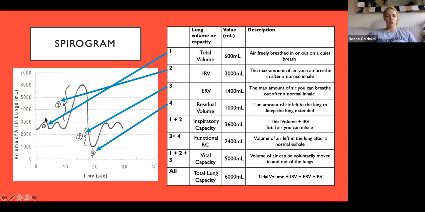Then we have 1, 2, and 3. So from here all the way down to here, that's the vital capacity, the amount of air that we can voluntarily move in and out of the lungs. And lastly, total lung capacity is all of them.